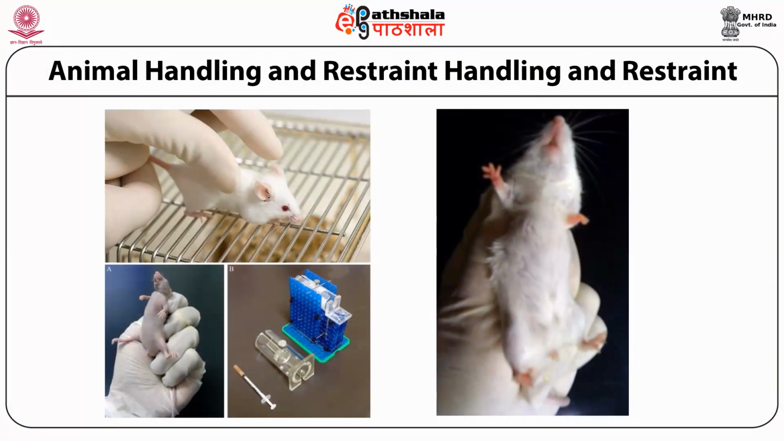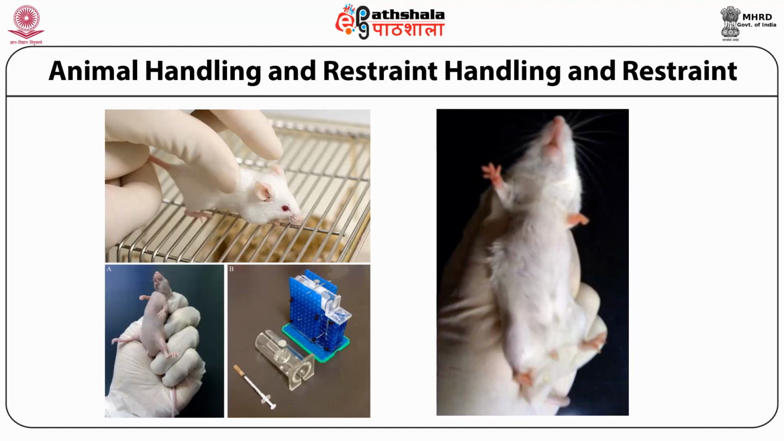Now we'll talk about animal handling and restraint, and how we handle mouse models. This is very important for immunological research and for many other research. If you don't handle the mouse properly, your research will not get good results, and there will be variation in the results, and there will be stress to the animals also.